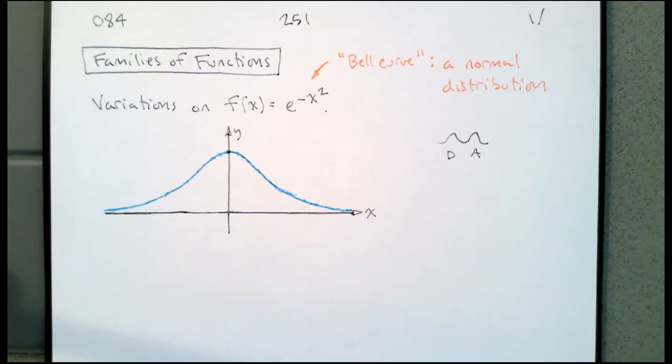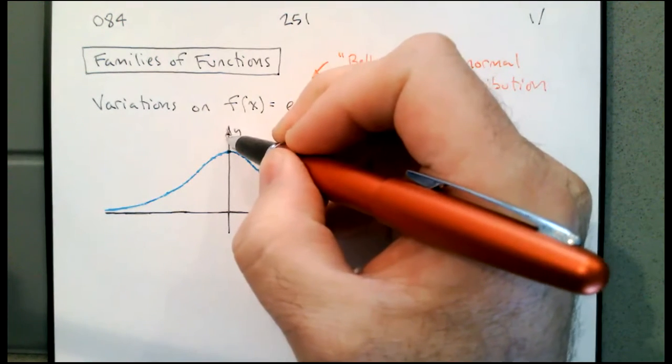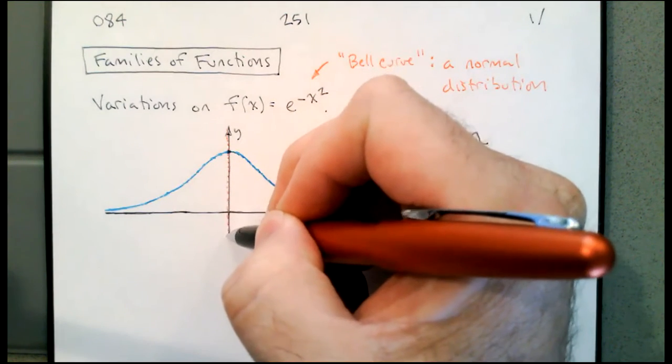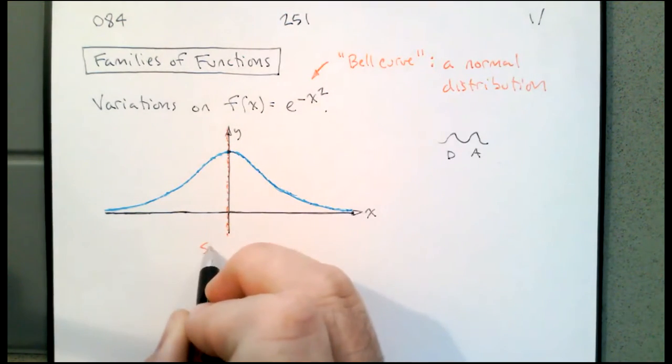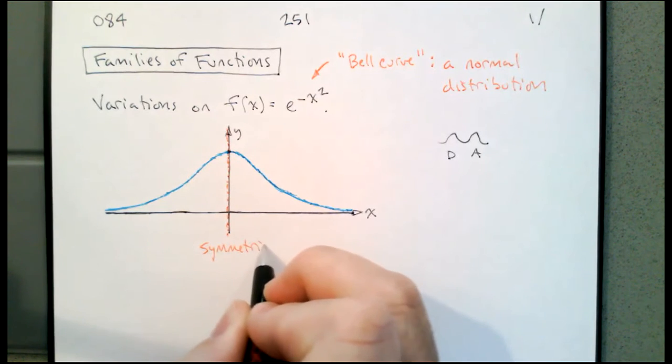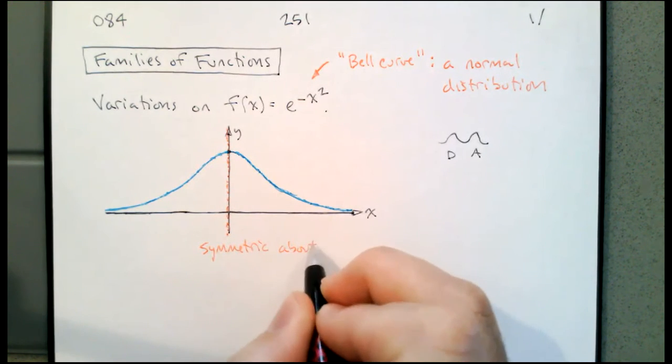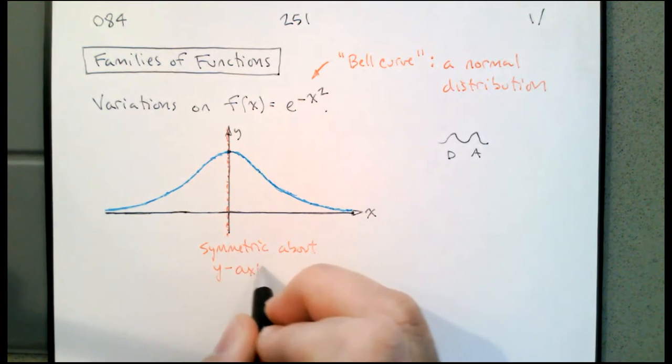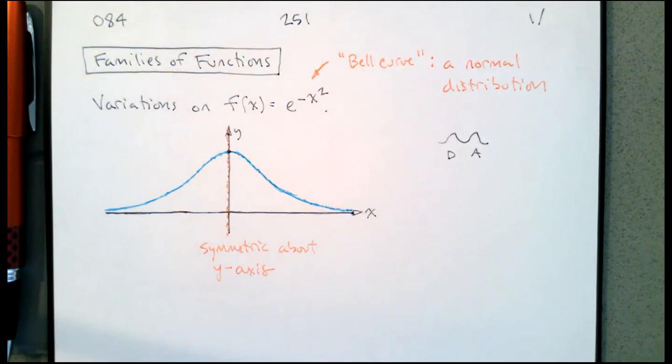Anyway, so let's talk about this. Let's make some observations about this particular function. It's important. It's a normal distribution. It's our bell curve. First thing that we want to notice is that it's symmetric about the y-axis. So there's an axis of symmetry. It looks like the left side is a mirror image of the right side. So there's one observation that we can make. It's symmetric about the y-axis.